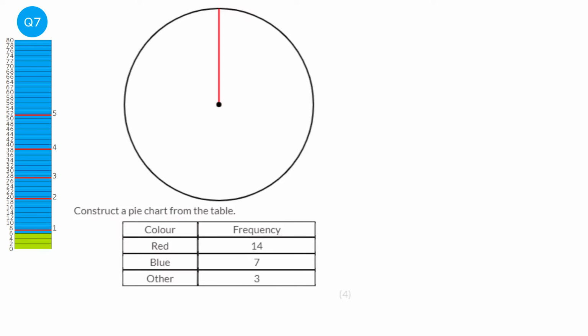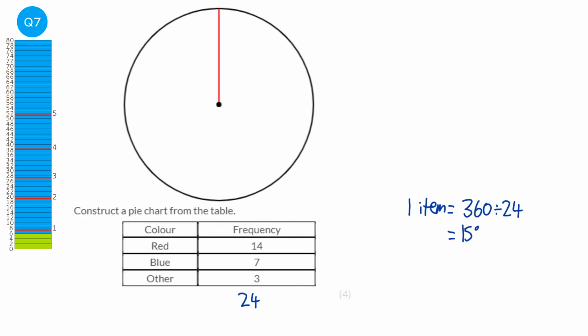The first thing to do when working out what angle things need to be on a pie chart is to add up the frequencies. So we're going to do 14 plus 7 plus 3, and we find out that that's 24. Then we're going to find the angle that one item would be. Well, there are 360 degrees in a circle, and there are 24 items. So we're going to do 360 divided by 24, and that gives us 15 degrees.